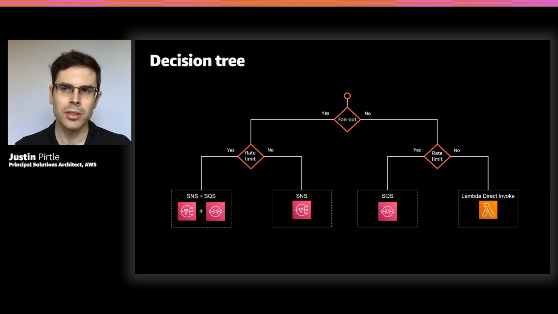Now going to the right side of the tree, let's assume we don't need fan-out, and SNS is not needed in this case. But if we do still want to rate limit the consumption speed of the messages, that's where SQS comes into play. And then if you don't need rate limiting or fan-out, then perhaps the easiest option is just to invoke a Lambda function directly, either synchronously or asynchronously to meet your use case.